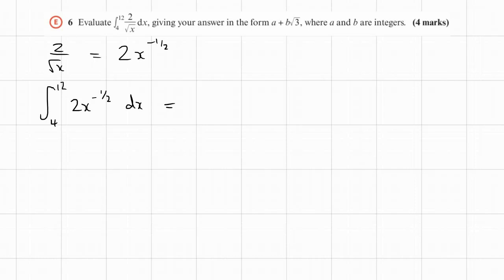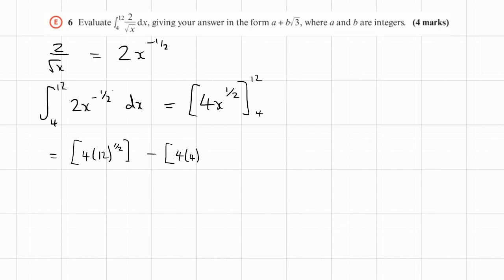So when I integrate this, I'm going to get 4x to the power of a half because I've added 1 to the power and then divided by it. So I've added 1 to the power here to get half, then I've done 2 divided by half, which gets me 4. And I'm going to go between 12 and 4. So what I need to do is substitute 12 in here and do the subtraction of substituting in 4. I'm not going to go into great depths of why we do this, because if we're at this stage we should have already had that teaching done for us.